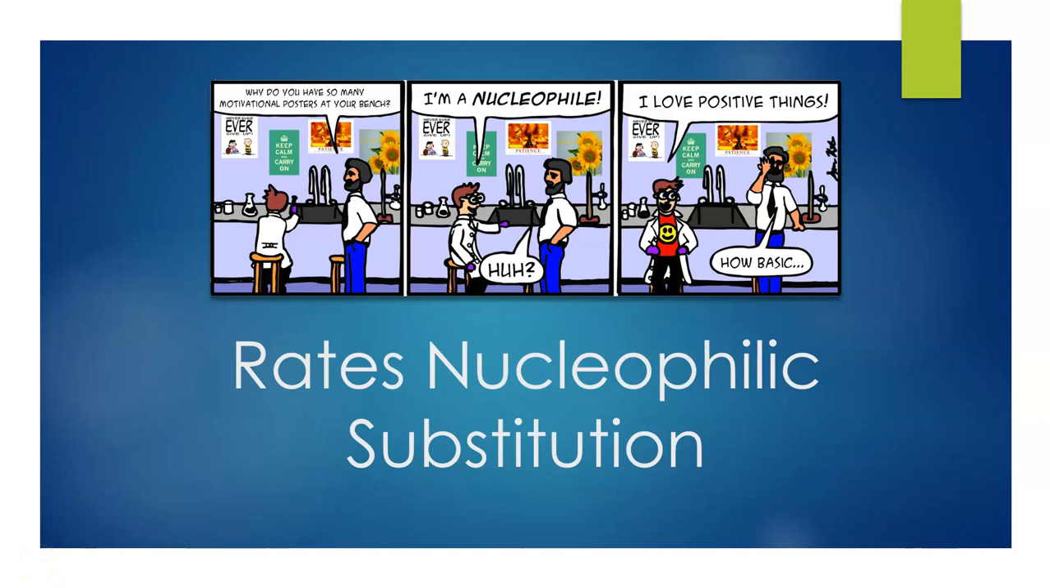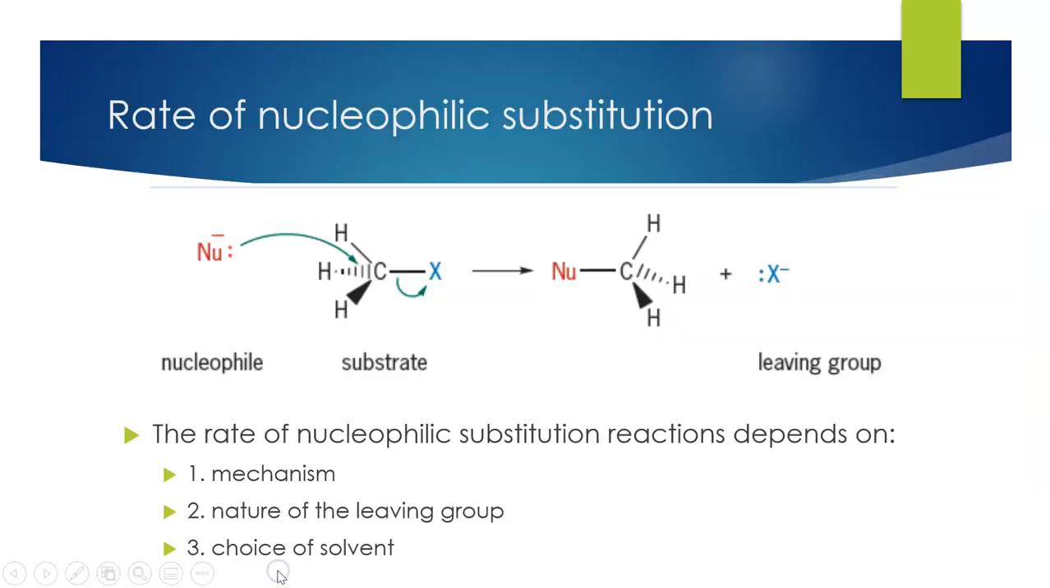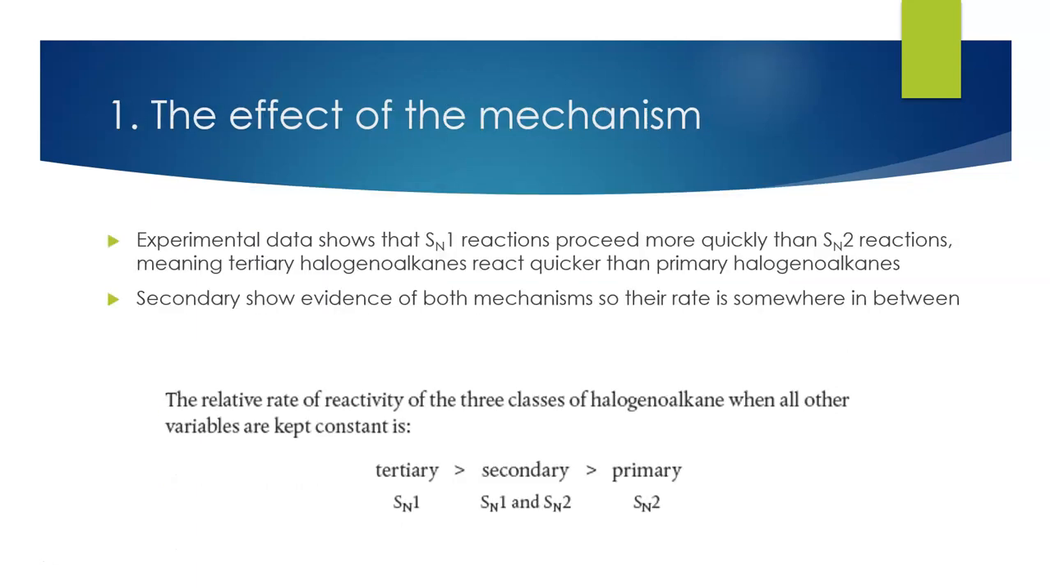Okay, let's finish up our look at the nucleophilic substitution reactions for now by having a closer look at the things that affect the rate of these reactions and the rate considerations. So the rate of a nucleophilic substitution reaction depends on the mechanism, so whether it is SN1 or SN2, the nature of the leaving group, i.e. how easily the halogen carbon bond is cleaved, and the choice of solvent, as we talked about earlier. So let's put these all together.